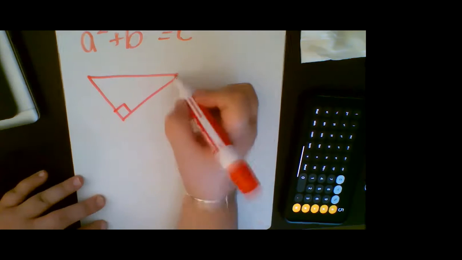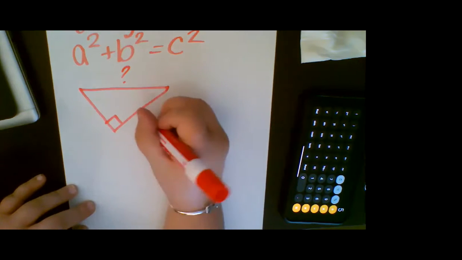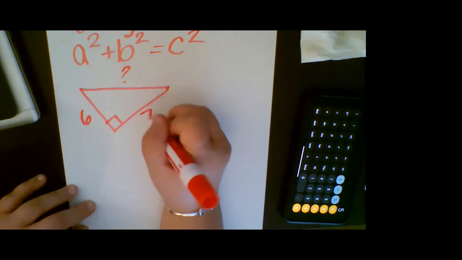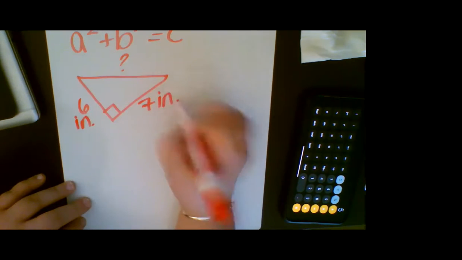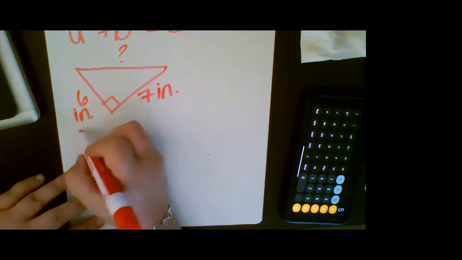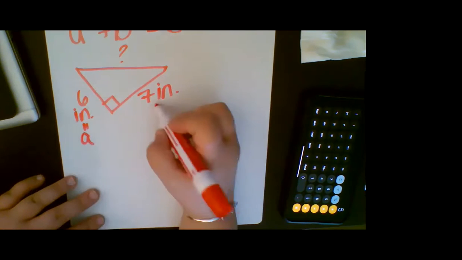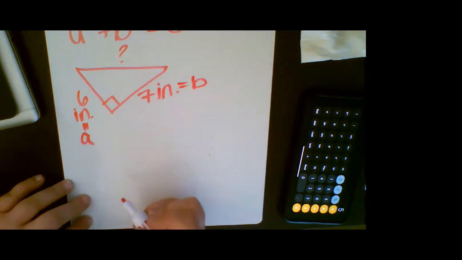Okay, so we have no hypotenuse. We're going to figure out what that is. We're going to solve for that. Let's say we have a 6, 7, something triangle here. 6 and 7. Okay, we'll call this inches, and we'll call this inches. So we've got A. We're going to call A 6. We've got B, which is 7.